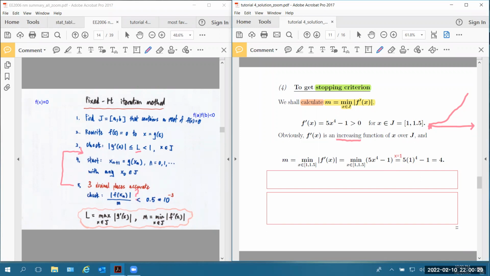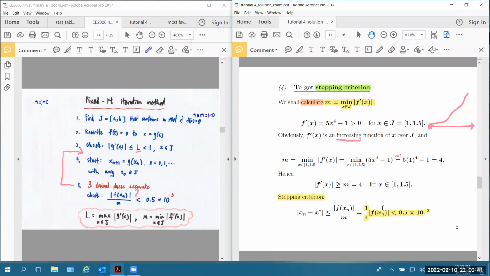I hope it's intuitive. Okay, so I get the small m already. So that means f prime x is greater than or equal to this m, right? For x in this J. And I can now put in the stopping criteria. So stopping criteria, this is our absolute value, less than or equal to this.